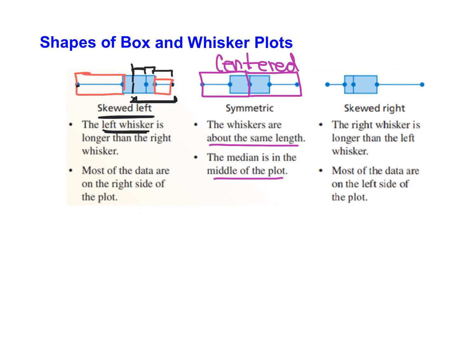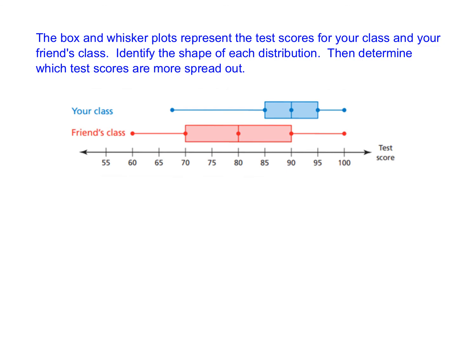Then we have skewed right when the right whisker is longer than the left whisker. So it's just the opposite. Most of the data is on the left. Remember again, we're dividing this whole plot in half, and we can see it's got half the data plus a little bit more. If most of the data is on the left, this is called a skewed right graph because this whisker is longer.